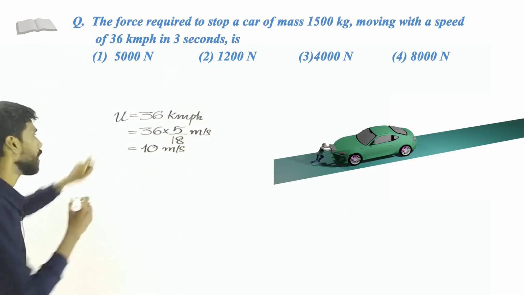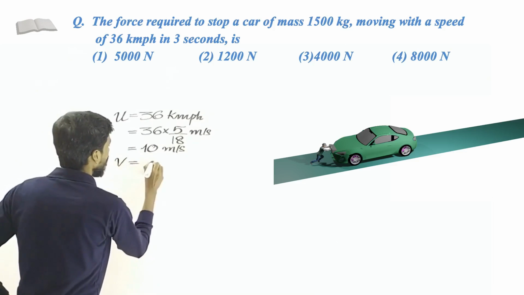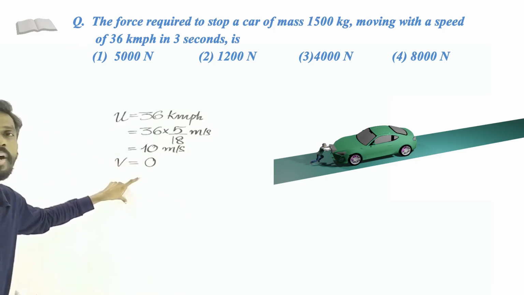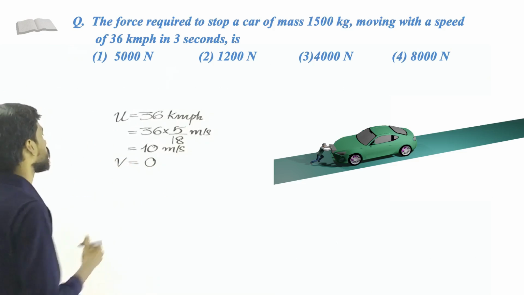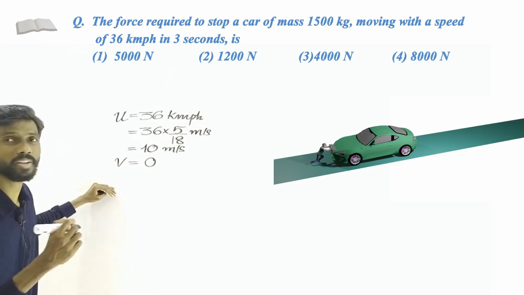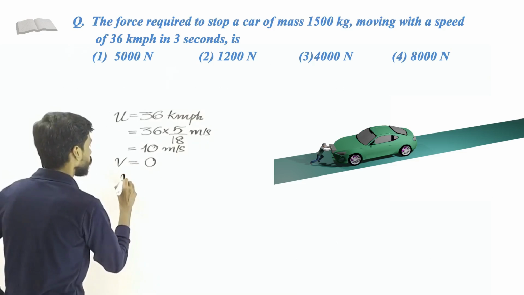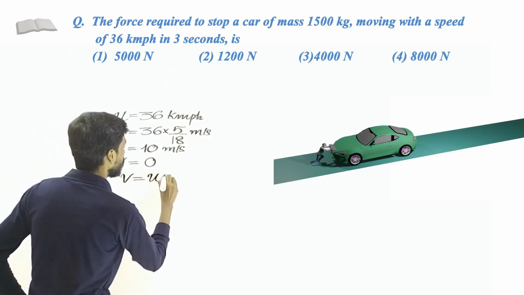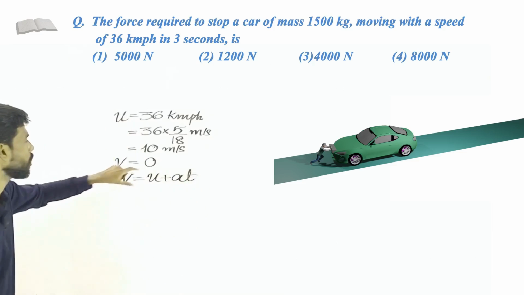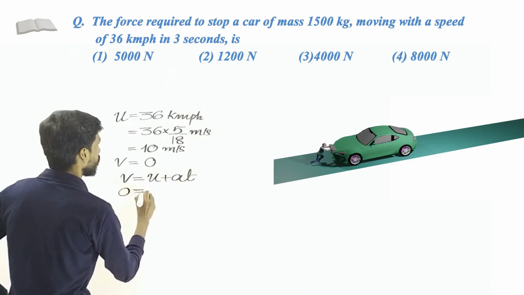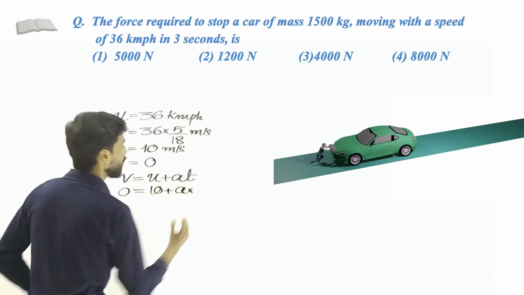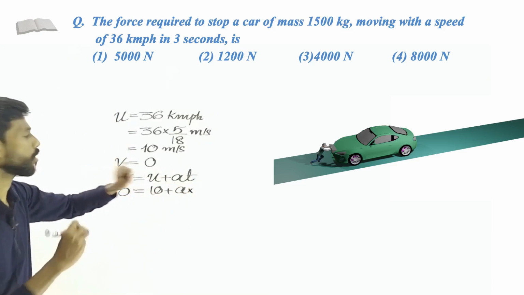What is the final speed of the car? So v is 0, because the car comes to halt. Now we have to find the acceleration. What is the relation between the initial speed, final speed and the acceleration? This is the formula we're going to use: v equals u plus at. Substitute the values here. So 0 equals u, that is 10, plus a multiplied by t. The time is also given, 3 seconds. So 3.